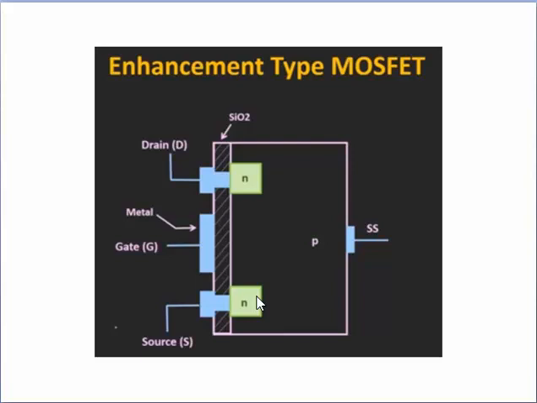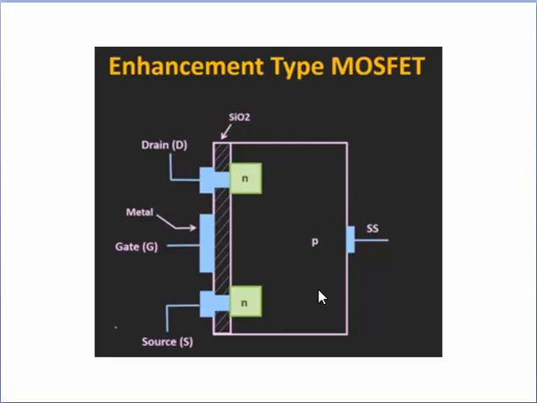the depletion type MOSFET. This oxide layer isolates the gate terminal and the P-type substrate, but here, unlike the depletion type MOSFET, there is no channel present between the drain and source terminals. It differs in construction from the depletion type MOSFET in that it has no physical channel.